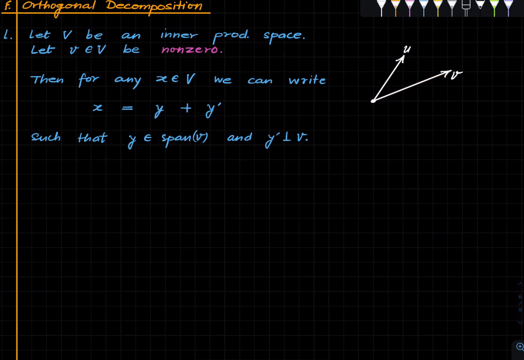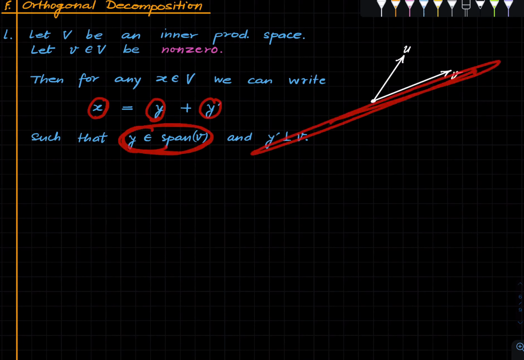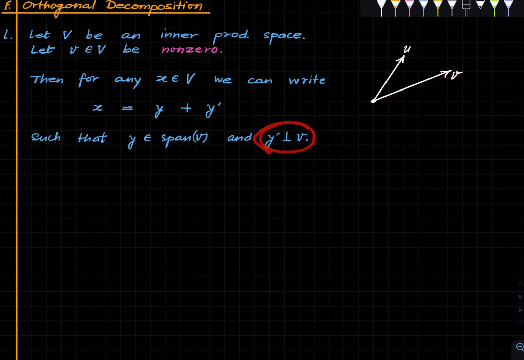Okay, so what we are saying is, let V be an inner product space, regardless of whether it is complex or real, and fix a non-zero vector v in the vector space. For any vector x, we can write it as a sum of two vectors, y and y prime, where y is along v, meaning it is in the span of v, and y prime is perpendicular to v. Okay, we can write it this way, and there is a uniqueness to it. So we can write this uniquely in this way, which I haven't included in the statement.